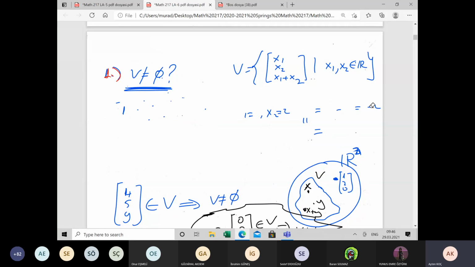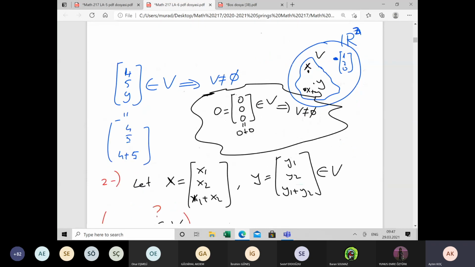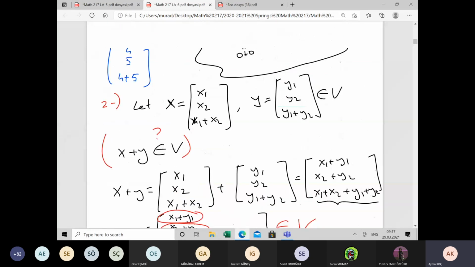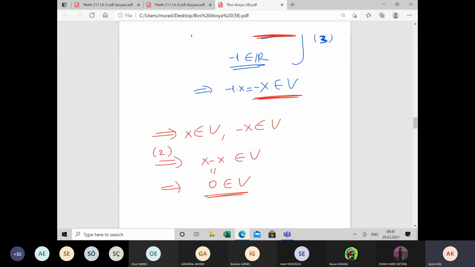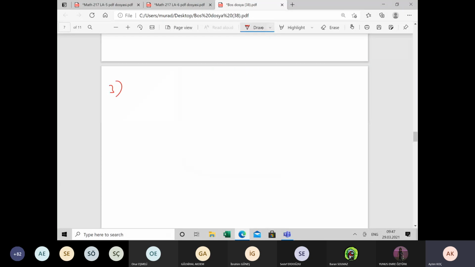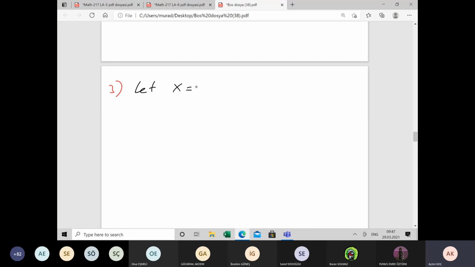Okay, and it satisfies the second condition. So you have to check the third one. Third one, what's the third one? The third one: take any vector x in V, x1, x2, x1 plus x2 in V, and take any real number r.